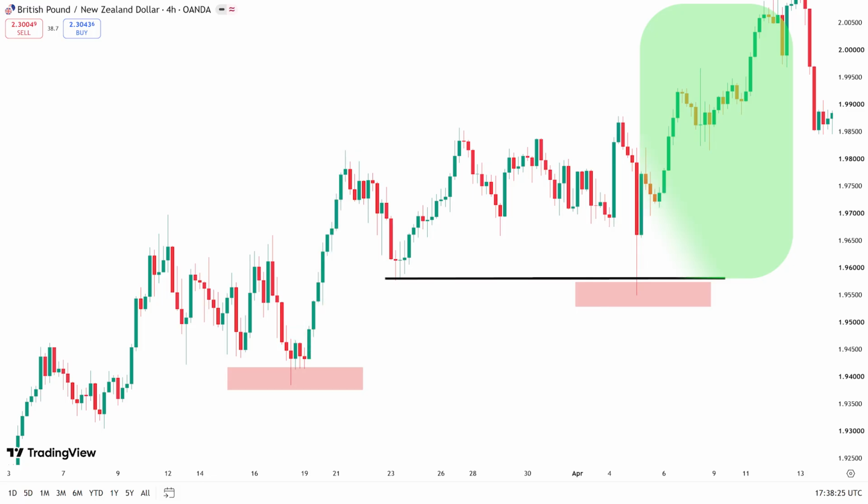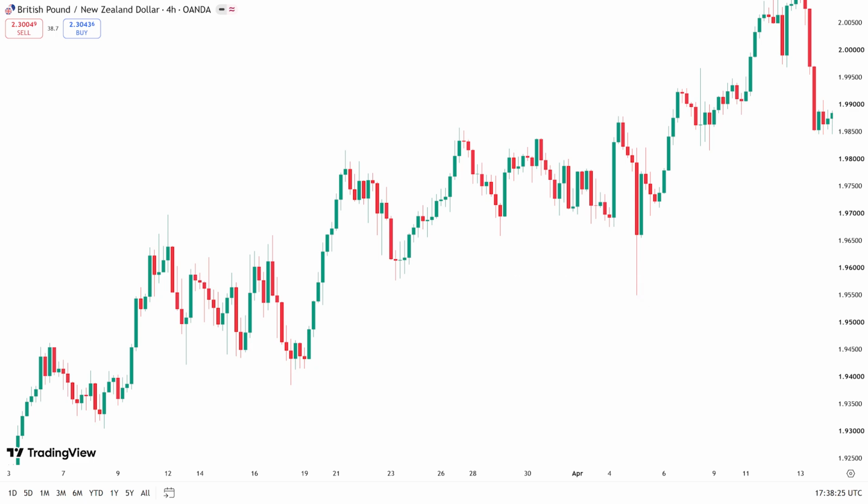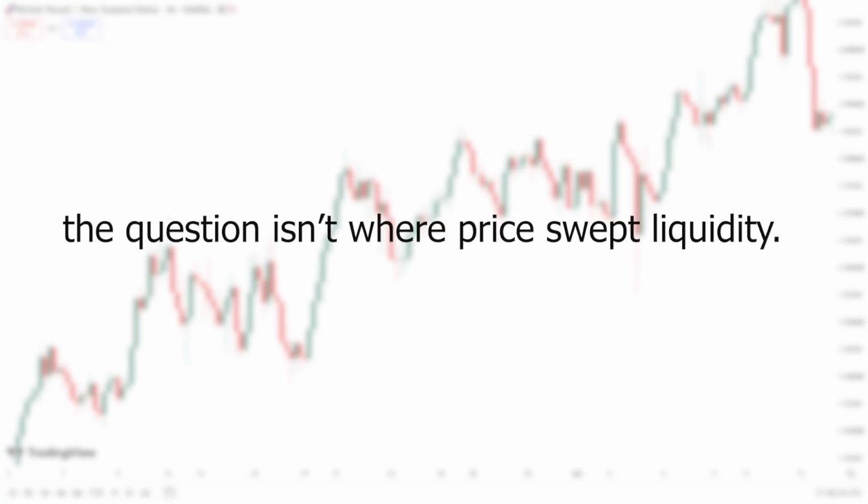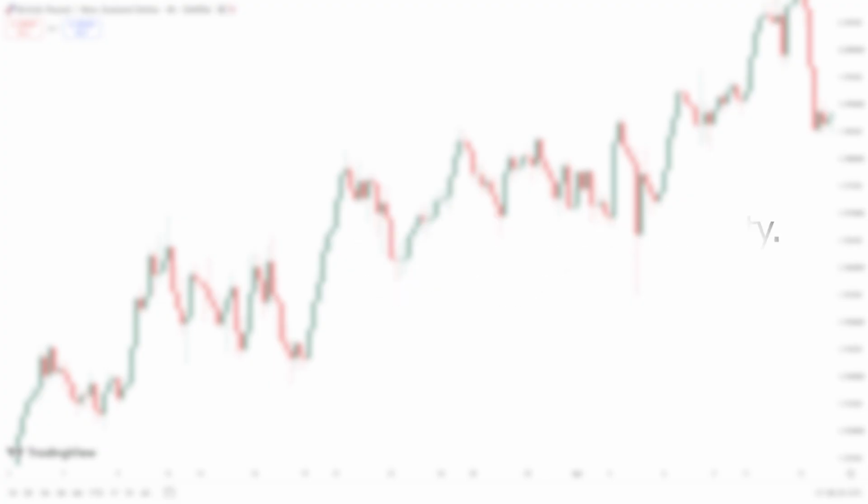That's why you should never call a sweep an inducement while price is still moving down. The confirmation comes afterward. If price rejects the low, traps sellers, and continues in the original direction, the sweep was most likely an inducement. Remember, the question isn't where price swept liquidity. The question is who got trapped.